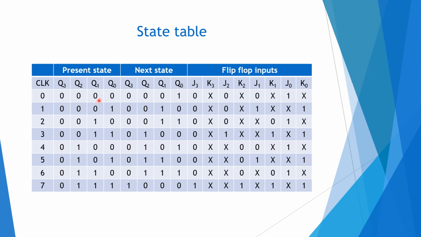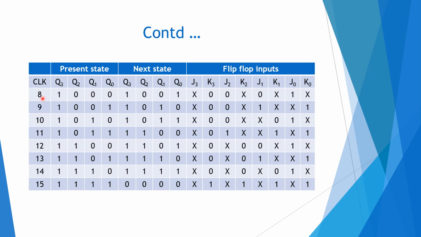And here you can see for Q1, 0 to 0 will be 0x. And 1 to 0 will be x1. And here 1 to 1 will be x0. Like that, we have four combinations of flip-flop inputs to decide the next state of the flip-flop. According to the logic, I have written all the flip-flop inputs from 0 to 7, and for 8 to 15 as well.